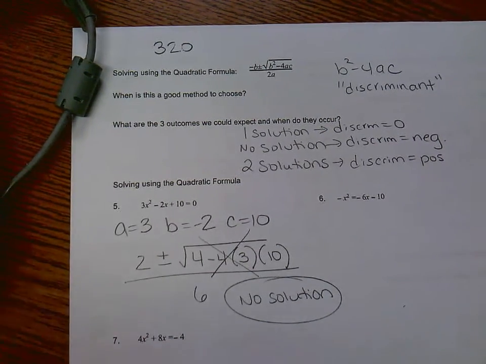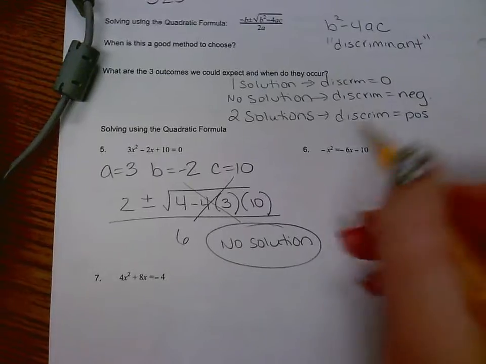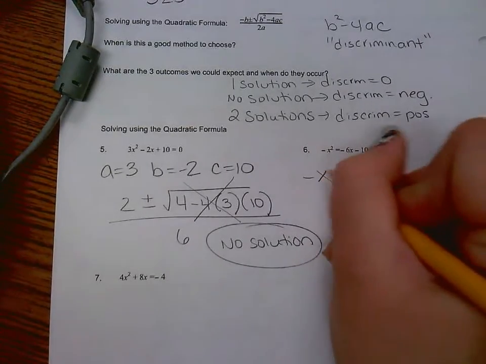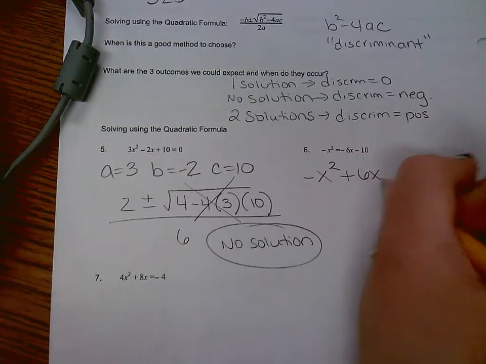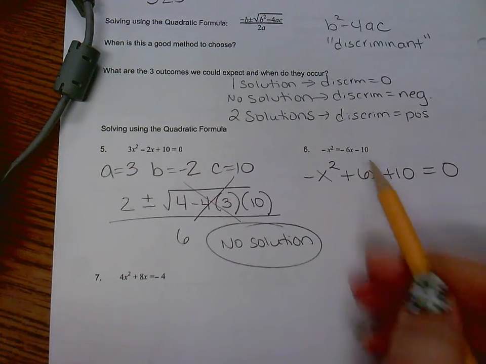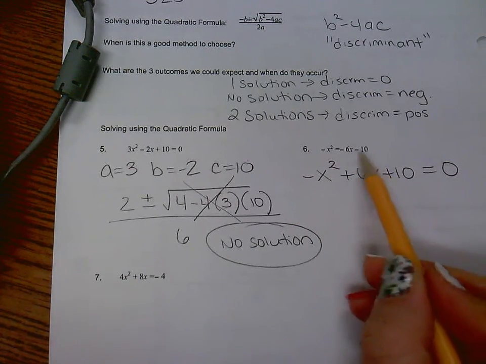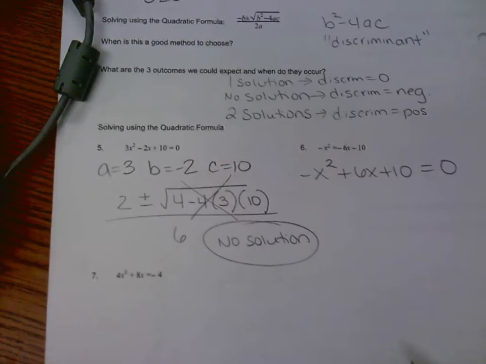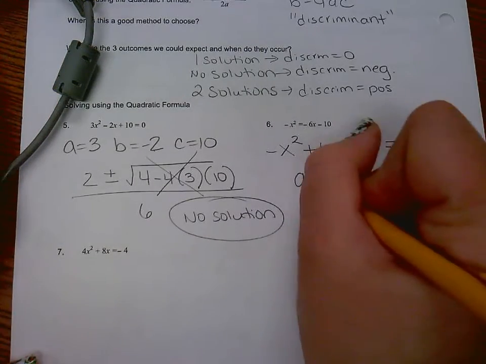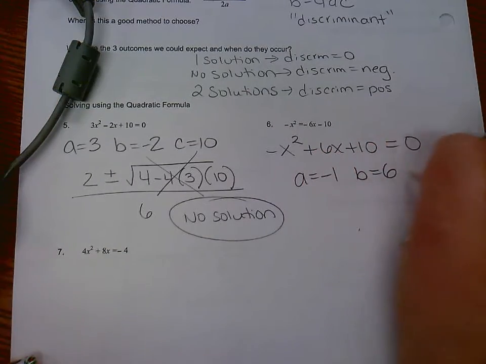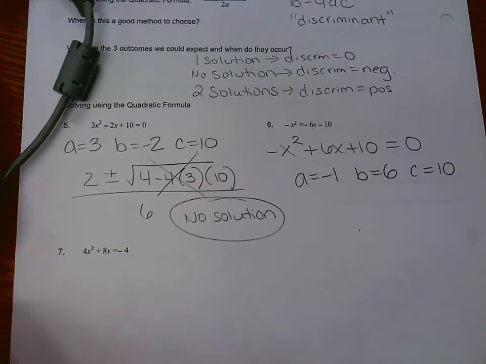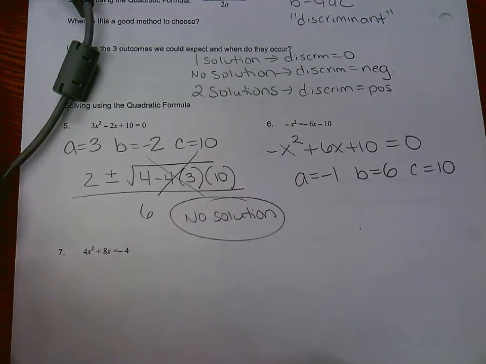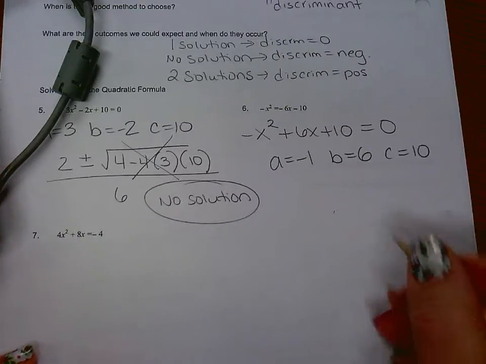Any problems with number 6? So before I start, I really want everything on one side of the equation. So I actually should add the 6x and add the 10 back to the other side and make them positive. Now I've got A is -1, B is 6, and C is 10, and I can put them into the quadratic formula. Now would be a good time to pause the video and see if you can figure this out for yourself and then come back on and check your answer with the video.